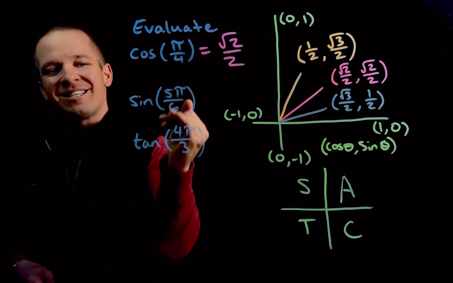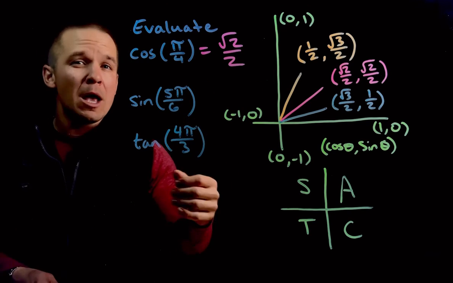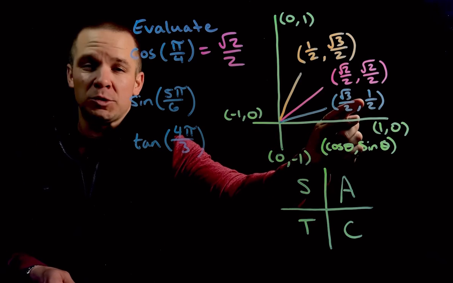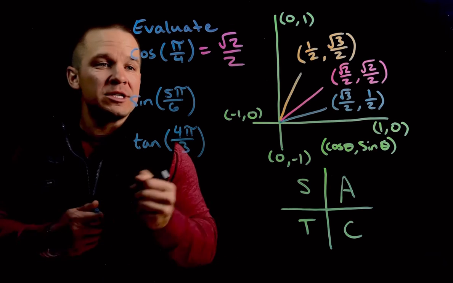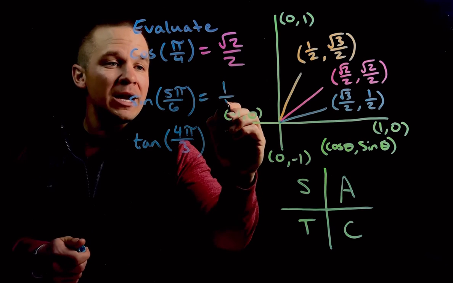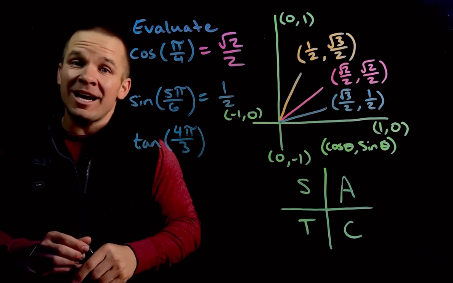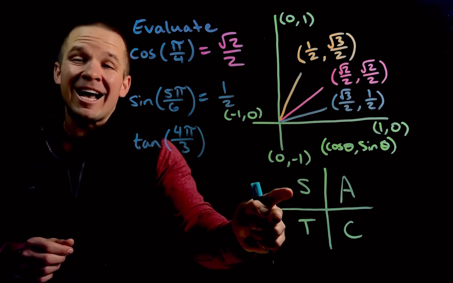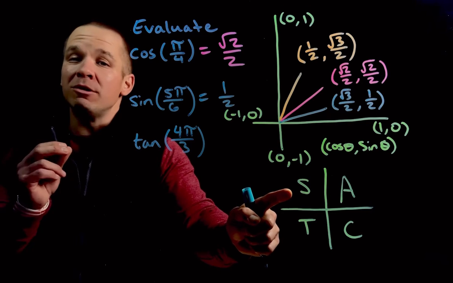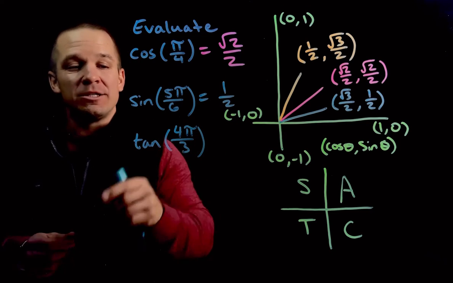Next one, I've got sine of 5 pi over 6. My pi over 6 reference is this first one right here. And my sine is my y-coordinate. So it's going to be 1/2. But is it positive or is it negative? Well, 5 pi over 6 is in my second quadrant. Sine is positive in my second quadrant, so it's positive 1/2. That's it. That's dope for that one.